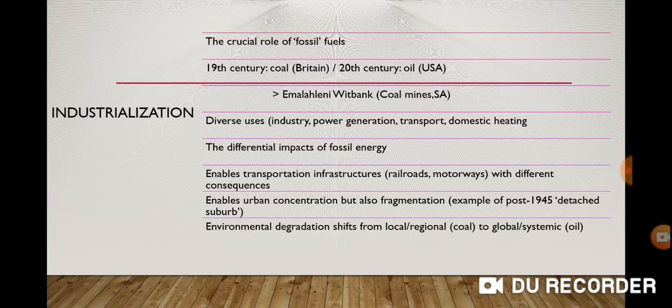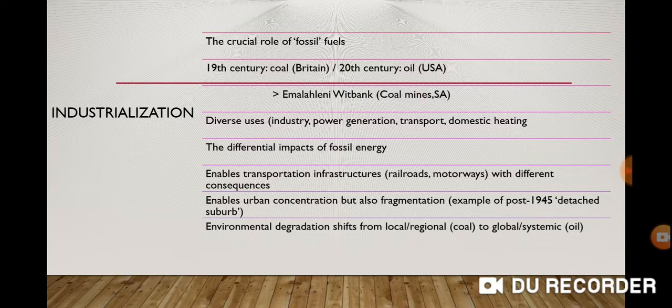Another cause is industrialization. It could be from the first industrial revolution, and now we're on the fourth industrial revolution. So the crucial role is played by fossil fuels. As we all know, urban planning emerged as a result of the industrial revolution in European countries. So we also talk about the 19th century in Britain, where coal was the leader of industrialization, and the 20th century where oil was the leader of industrialization in America. But also, coal mines also happen in South Africa. We have them in Emalahleni Witbank in Mpumalanga.